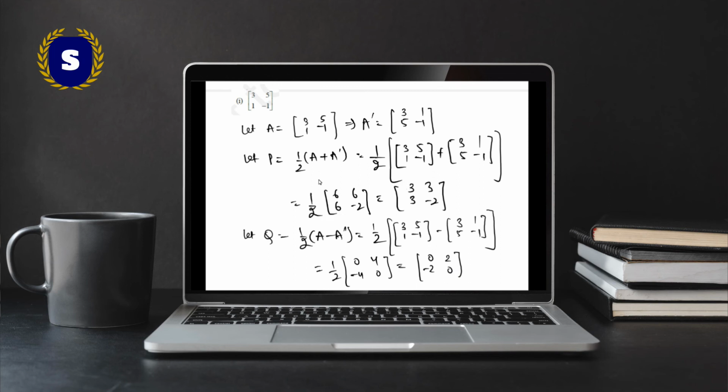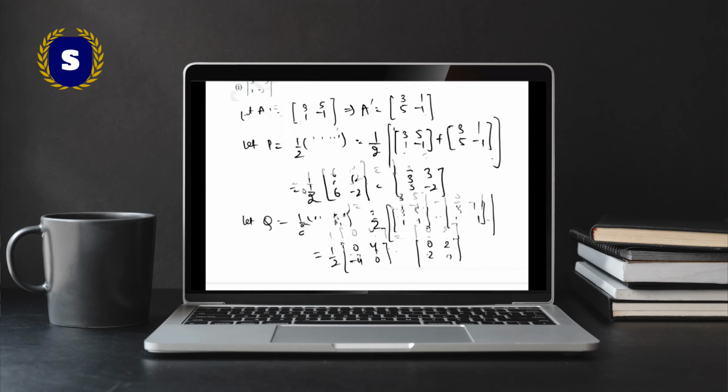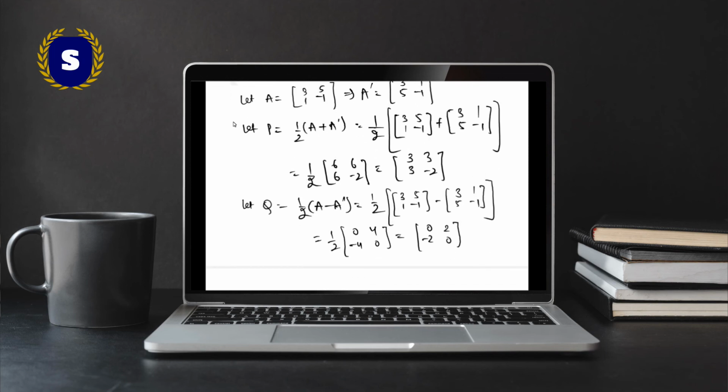Although it is not asked in the question, but still let us verify that we are right. Our answer is correct. Hence, adding P and Q, we will get 3 3 3 minus 2 plus 0 2 minus 2 0, which comes out to be 3 5 1 minus 2.